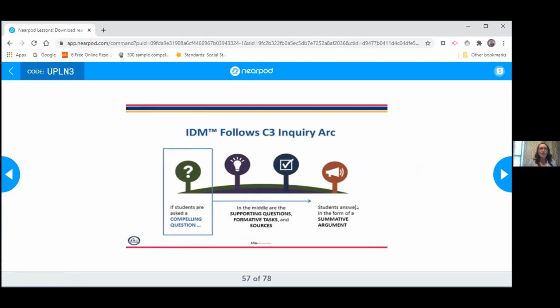So your compelling question is that big overarching question. Like the one we talked about earlier, what makes a revolution successful? That doesn't tell you what revolution you're covering. It doesn't tell you specifically your time period or anything like that. It's that big question that kids are grappling with. And you can insert content to fit your needs.